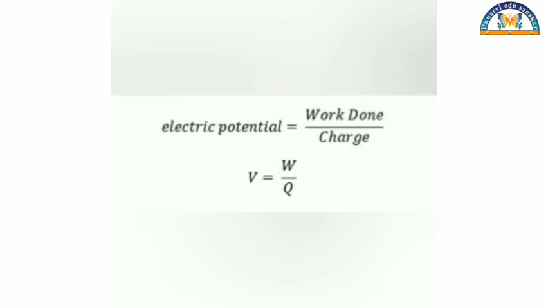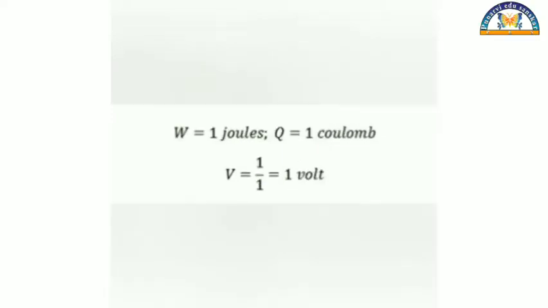The measure of electric potential is the work done to charge a body to 1 coulomb. That is, electric potential is the ratio of work done to charge, as shown on the screen. It is V equals W by Q. Since the work done is measured in joules and charge in coulomb, the unit of electric potential is joule per coulomb. Joule per coulomb is also known as volt. So, the SI unit of electric potential is joule per coulomb or volt.